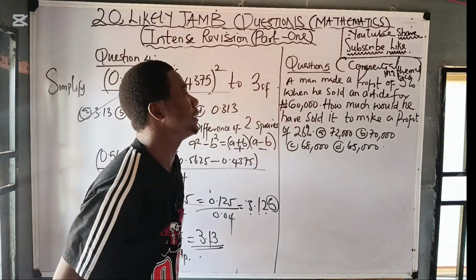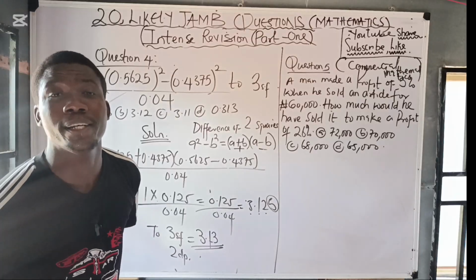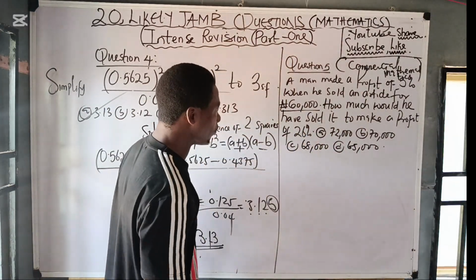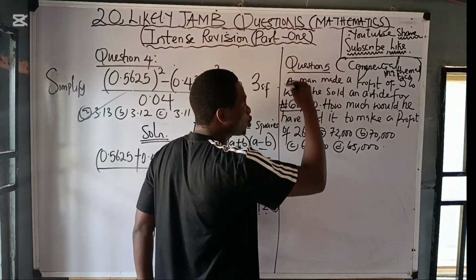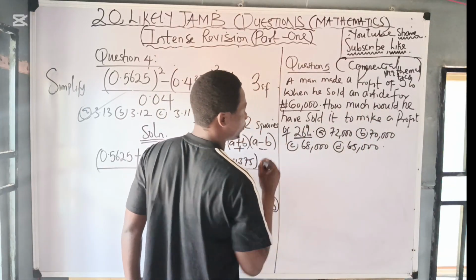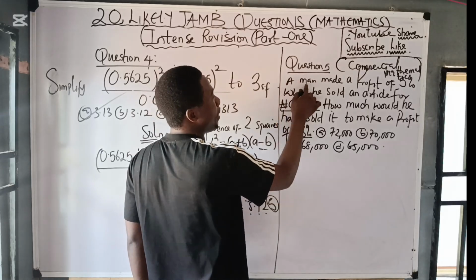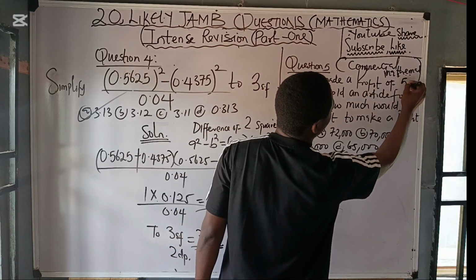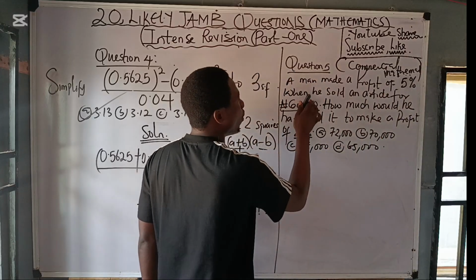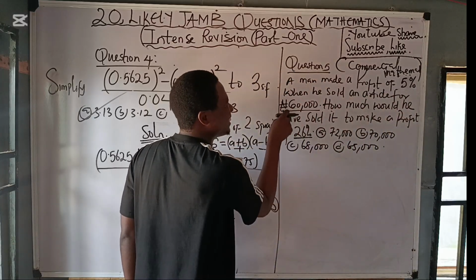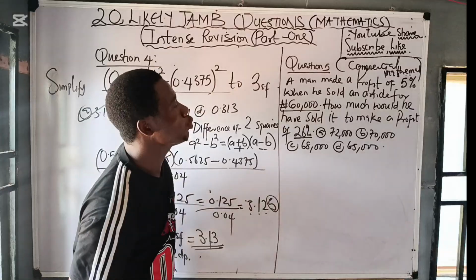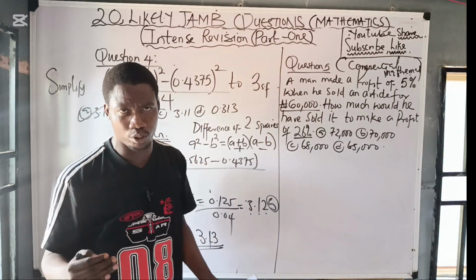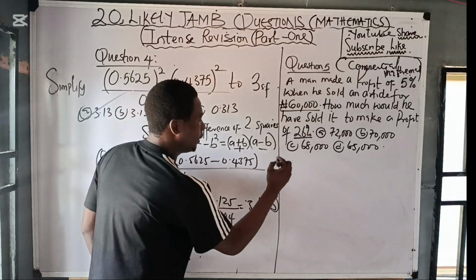Let's read it again. A man made a profit of 5% when he sold an article for 60,000 naira. How much would he have sold it to make a profit of 26%? Very easy. Come closer. Let's solve it together. Now watch this.